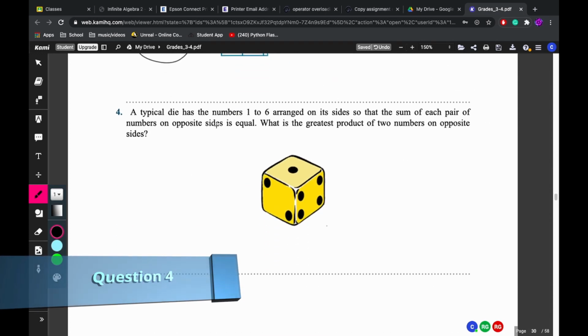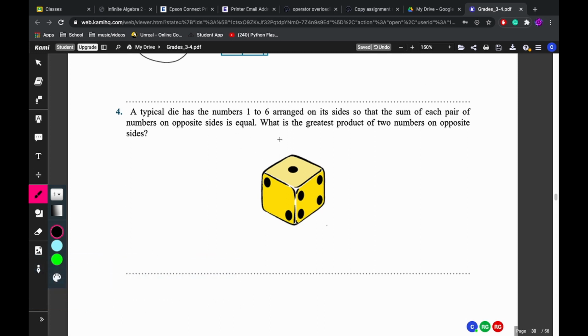Moving on to number 4. A typical die has the numbers 1 to 6 arranged on its sides, so that the sum of each pair of numbers on the opposite side is equal. What is the greatest product of 2 numbers on opposite sides? This is actually pretty easy. So there's 1, 2, 3, 4, 5, and 6. 1 and 6 equals 7, 2 and 5 equals 7, and 3 and 4 equals 7, and they're all on the opposite sides.